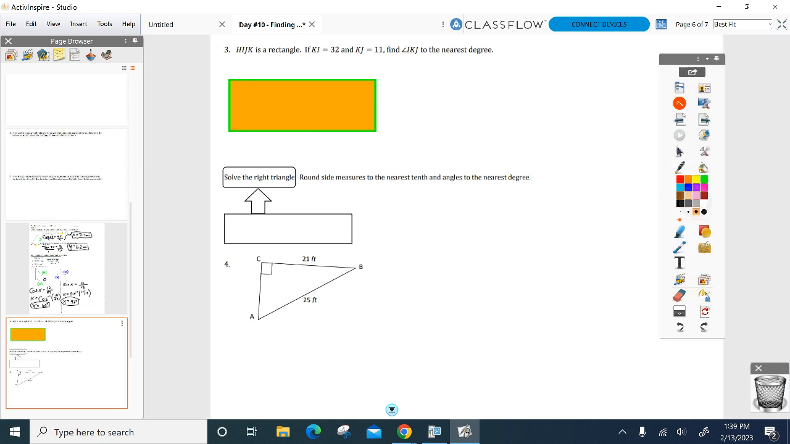Can somebody help me review? Because I literally wasn't here. How do you label a quadrilateral? So let's say I just put H here. I don't care where it goes. Where do I put I, J, K now? The letters have to go clockwise or counterclockwise. Correct. So I just can't go H, I over here, diagonal. It's got to go clockwise or counterclockwise. Doesn't matter.